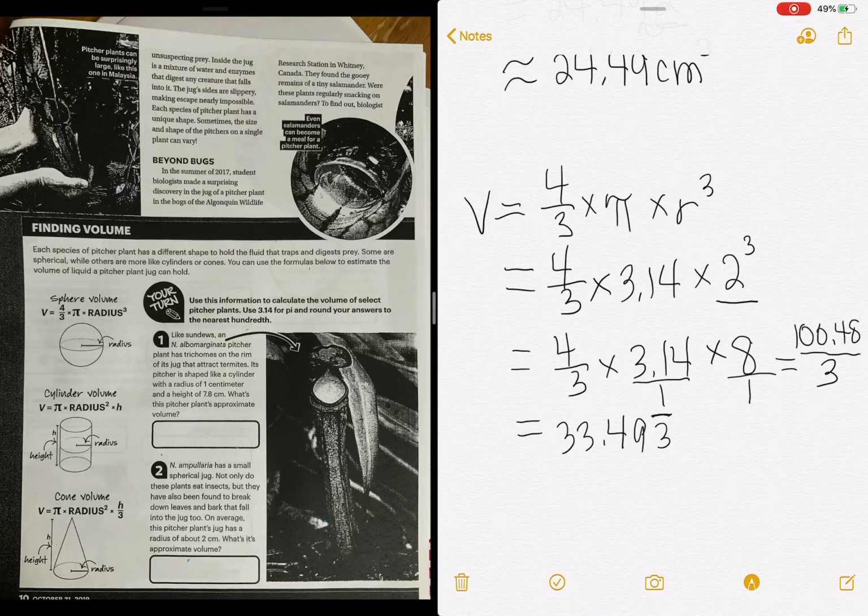33.493 repeating. Like the directions tell us to do, we're going to round to the hundredths place. We're going to look at this 3. It is also under 5, so therefore the 9 is going to stay the same. So our answer is about 33.49 centimeters cubed.